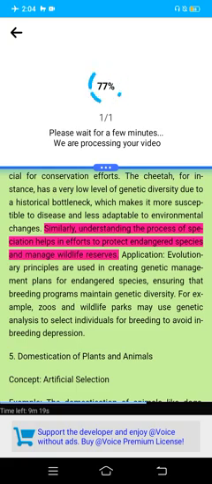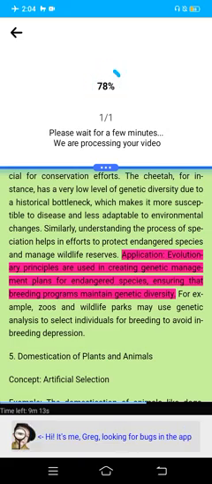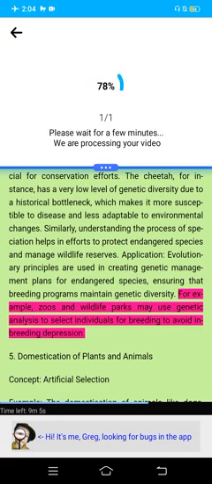Similarly, understanding the process of speciation helps in efforts to protect endangered species and manage wildlife reserves. Application: evolutionary principles are used in creating genetic management plans for endangered species, ensuring that breeding programs maintain genetic diversity. For example, zoos and wildlife parks may use genetic analysis to select individuals for breeding to avoid inbreeding depression.